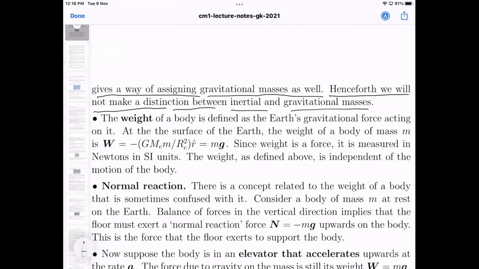But if we don't have a way to a priori define what this mass is without referring to inertial mass, how did we come to the conclusion that gravitational force is the product of these two gravitational masses?